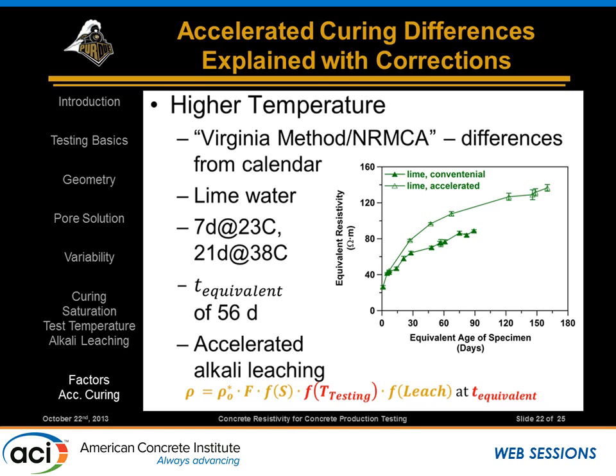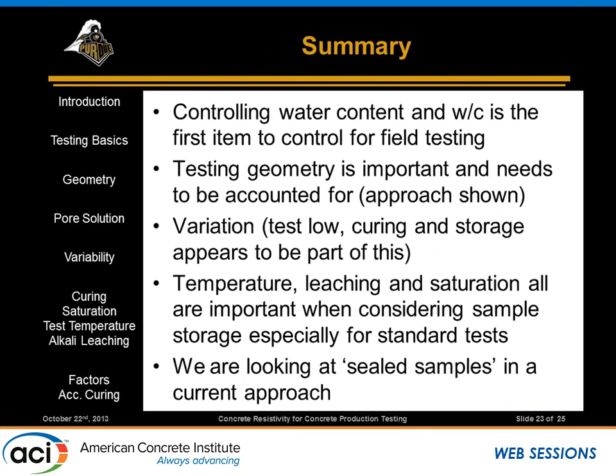So we think that one of the real things that we need to do is we need to account for these if we really want to hone in on the exact properties of the system. So in summary, all right, controlling water content and water to cement ratio are the first items that we really want to be able to do for field testing. Resistivity is a great method to use to get the first crack at this. Testing geometry is incredibly important and needs to be accounted for, and it needs to be accounted for properly.